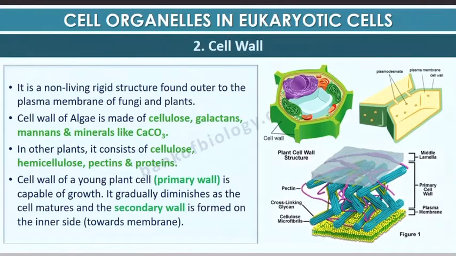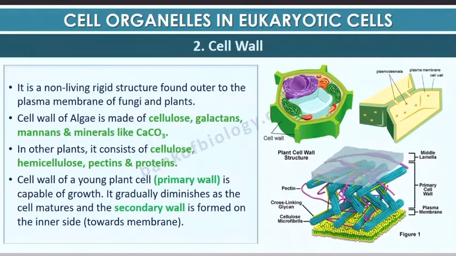Cell wall of algae is made up of cellulose, galactans, mannans, and minerals like calcium carbonate, CaCO3. In other plants, it consists of cellulose, hemicellulose, pectins, and proteins. Now you must remember these chemical substances. Cellulose is a carbohydrate, hemicellulose, pectins, and proteins.